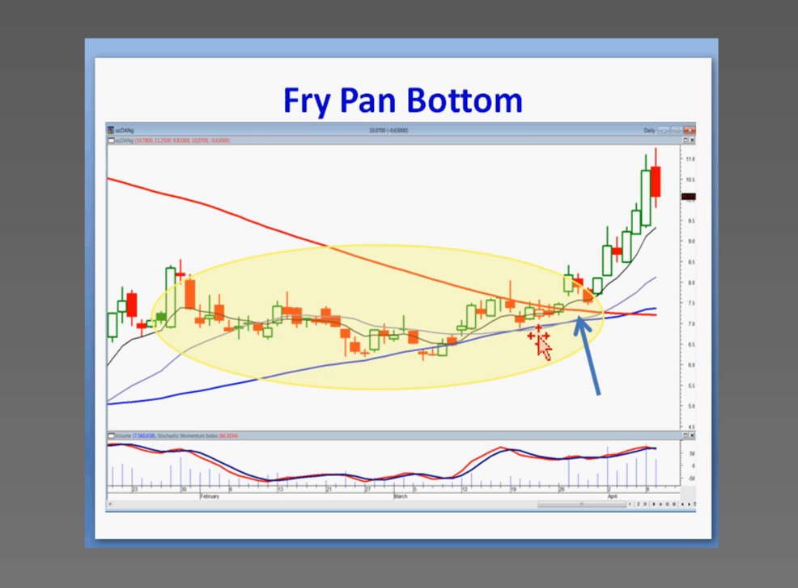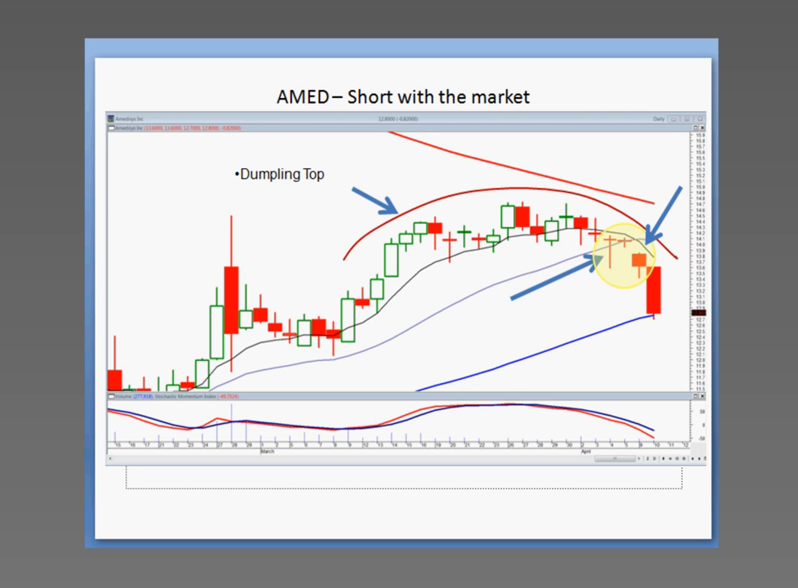Notice our big fry pan bottom. What do we expect coming out of a fry pan bottom? A strong price move. And what do we want to see to break out that strong price move? Something that tells us the investor sentiment has really come back in strong. And if you see a gap up at the end of this fry pan bottom, that's going to start your strong uptrend.